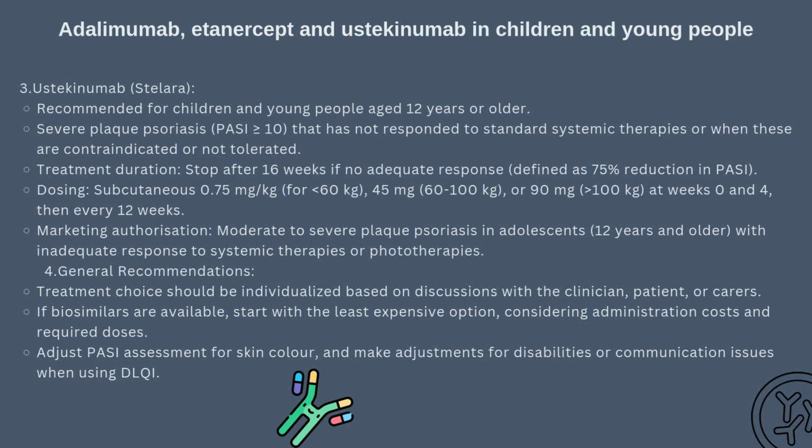Dosing: subcutaneous, 0.75 mg per kilogram for less than 60 kg, 45 mg for 60 to 100 kg, or 90 mg for more than 100 kg, at weeks 0 and 4, then every 12 weeks. Marketing authorization: moderate to severe plaque psoriasis in adolescents 12 years and older, with inadequate response to systemic therapies or phototherapies.